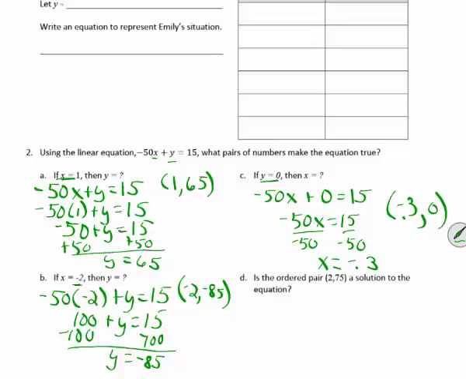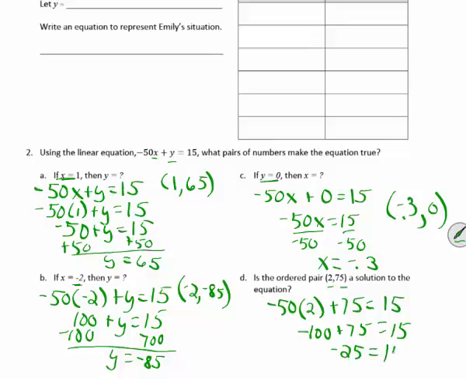Is the ordered pair 2, 75 a solution to the equation? So now I'm going to put in 2 and 75 and see if the problem works. This is like a check. So we're going to do negative 50 times 2 plus 75, and I want to know, does that really equal 15? Well, negative 50 times 2 is negative 100. Negative 100 plus 75 is negative 25. That does not equal 15, so that's a no. All right, let's go on. We're going to go back up.